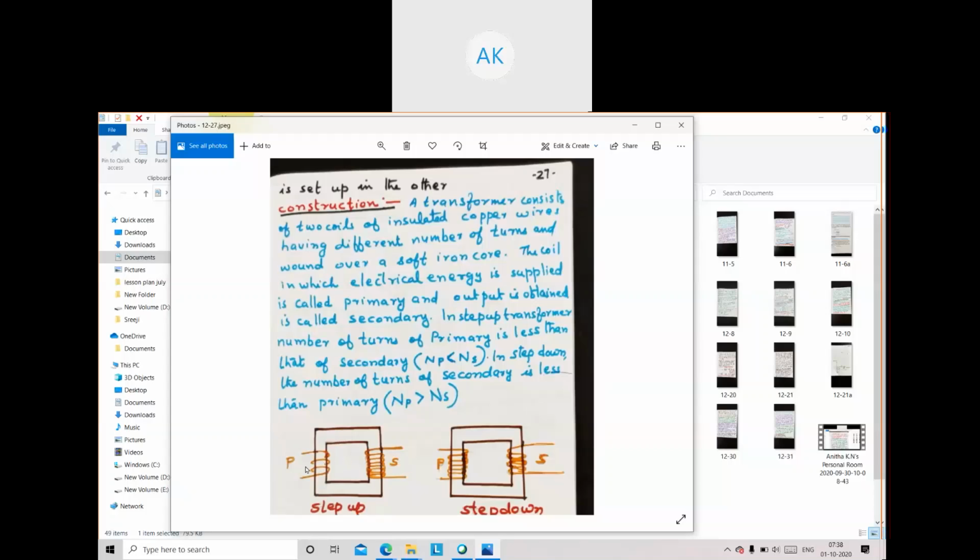The power which is to be stepped up is given to the primary. The output we obtain across the secondary. In a step-up transformer, the number of turns in the primary is less than the number of turns in the secondary.